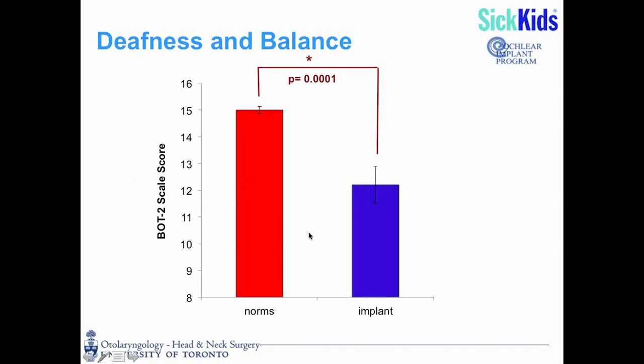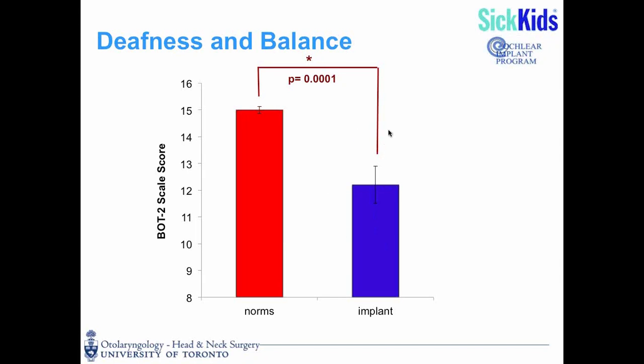So in red, we have the normative data, and in blue, we have our overall population of children with cochlear implants. And what you can see is that there is a significant difference between the two populations, with the children with hearing loss and cochlear implants having significantly poor balance.